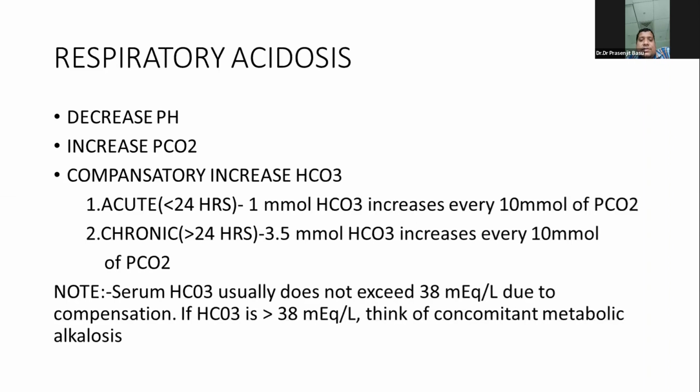Respiratory acidosis: when pH decreases, PCO2 in this case increases. Respiratory compensation in the acute case: 1 mmol increase in bicarbonate for every 10 mmHg increase of PCO2. In the chronic case, more than 24 hours is required, with a 3.4 mmol bicarbonate increase for every 10 mmHg of PCO2. Serum bicarbonate usually does not exceed 38 mEq per liter due to compensation. If bicarbonate is more than 30 mEq, think of concomitant metabolic alkalosis.